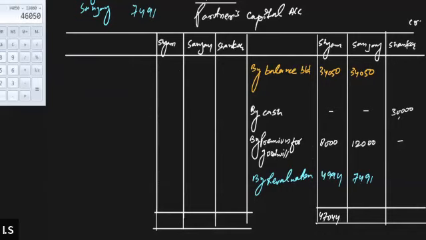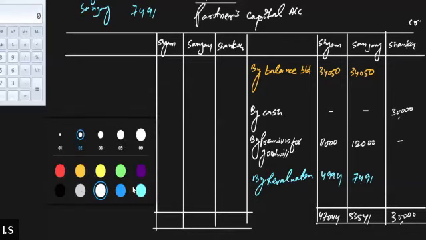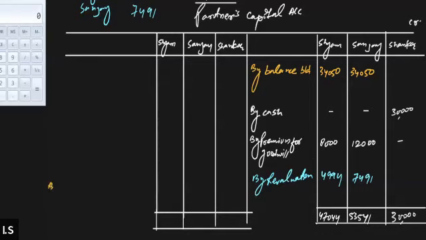And let's total the credit side value of Sanjay as well. 34050 plus 12000 plus 7491. This will be 53541. And in case of Shankar, it will be 30,000 only. Since there is no other value on the debit side of the partner's capital account, this will be their closing capital balances as well. So I'll write down to balance carried down, CD. Their closing balance will be same as their credit side balances: 47044, 53541 and 30,000. Then you total the debit side of the partner's capital account.